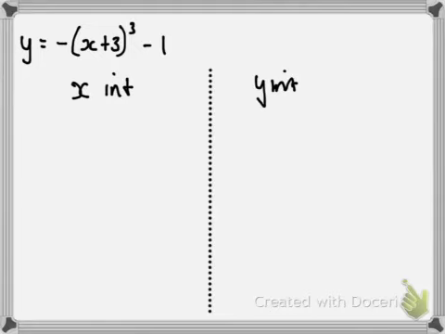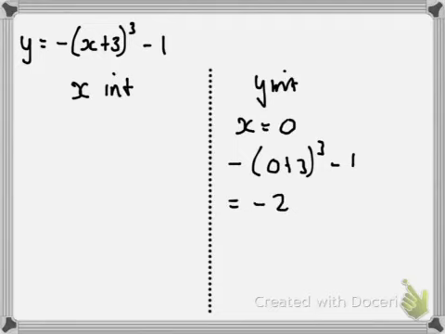Next thing we've asked to find here are the X and Y intercept. Okay, so to find the Y intercept we make x equals 0. And if we do that, negative outside of 0 plus 3 cubed minus 1. So that's going to be negative 27 take 1 equals negative 28. So that's our y-intercept, 0, negative 28.